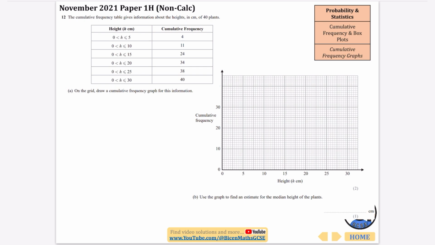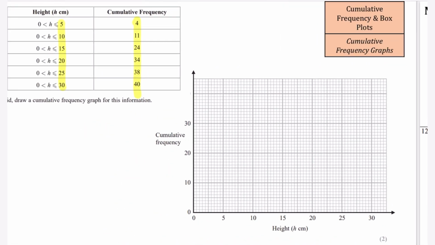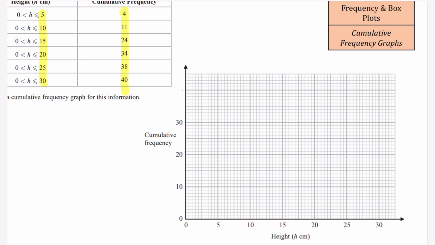Okay, we're going to draw a cumulative frequency graph. They've already done the cumulative frequency, so it's these values, and then we're going to estimate the median. Okay, so I'll zoom in so we can see these at the same time. We have got 5 goes with 4, 10 goes with 11, 15 goes with 24, 20 goes with 34, like this. For some reason I have cut this number off, that should say 40. And then we've got 25 goes with 38, and 30 goes with 40.